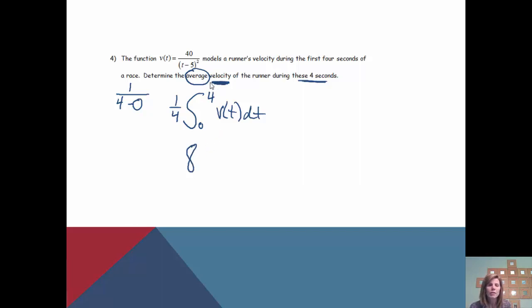And since it was a velocity, we do want to have a label. It didn't tell us whether it was meters or seconds or feet, so I'm just going to put units. But a velocity is like how fast something's going, so it will be units per second. So that's what we would do on that one.